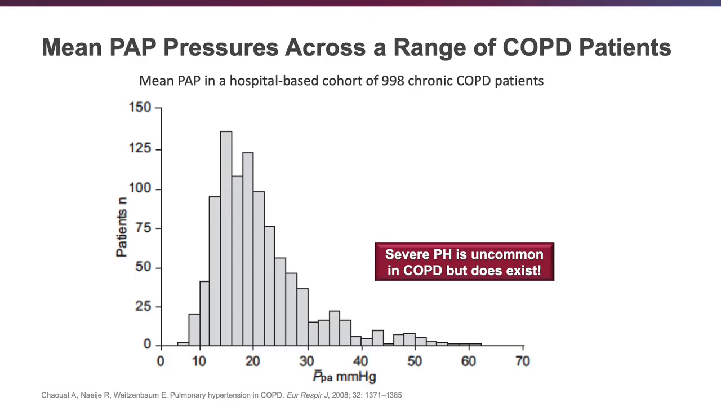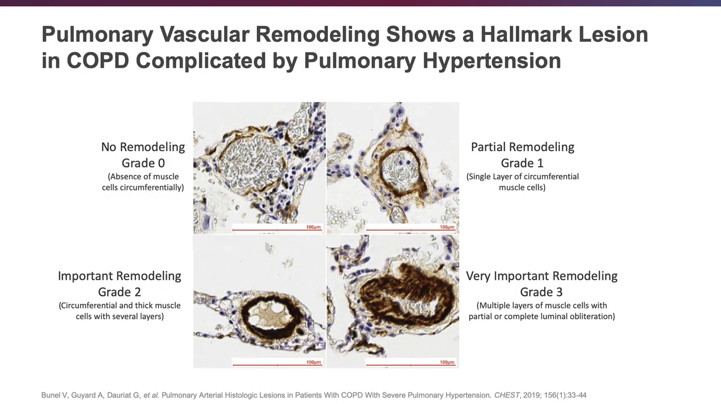This slide demonstrates what I mentioned just a minute ago about the distribution of mean pulmonary pressures in patients with COPD-related pulmonary hypertension. And as you can see, most patients really have very mild disease hemodynamically, and a few patients have severe disease. This was a recent paper published in Chest just last year that looked at some histopathology specimens in patients who had pulmonary hypertension related to COPD or in the setting of COPD.